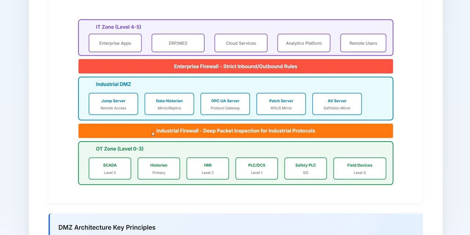Orange band, industrial firewall. Between the DMZ and production sits another firewall, this time one that understands industrial traffic. It inspects protocol behavior, not only ports, so commands stay predictable. And you see the production side. Controllers, operator interfaces, safety controllers, and field devices live here. This zone prioritizes stable timing and consistent behavior. Any unexpected traffic becomes a risk.